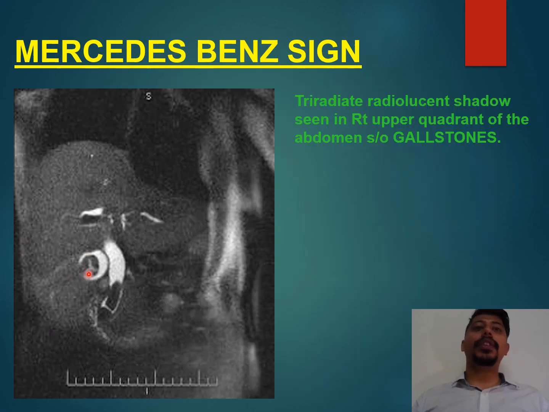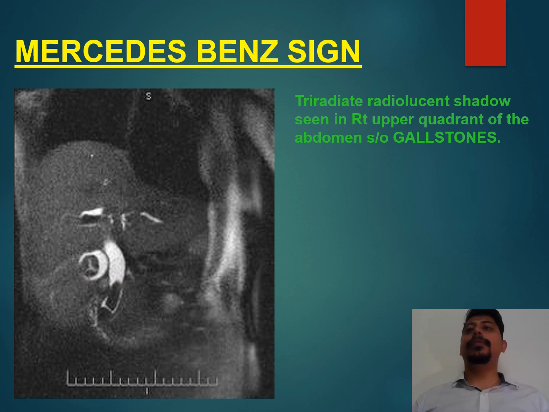Mercedes-Benz sign. We can appreciate this on MRI abdomen. A tri-radiate radiolucent shadow seen in the right upper quadrant of the abdomen in the gallbladder, suggestive of gallstones. So there is also choledocholithiasis. This filling defect is also appreciated here in the distal part of the CBD.